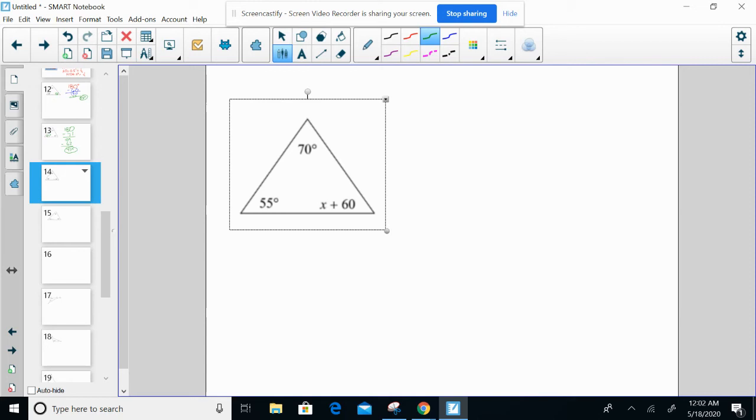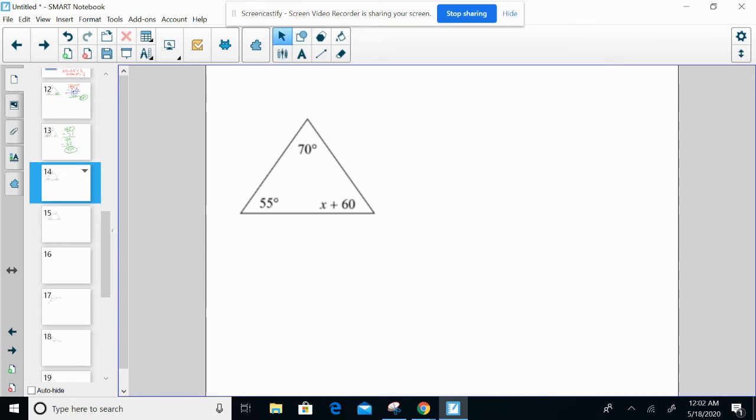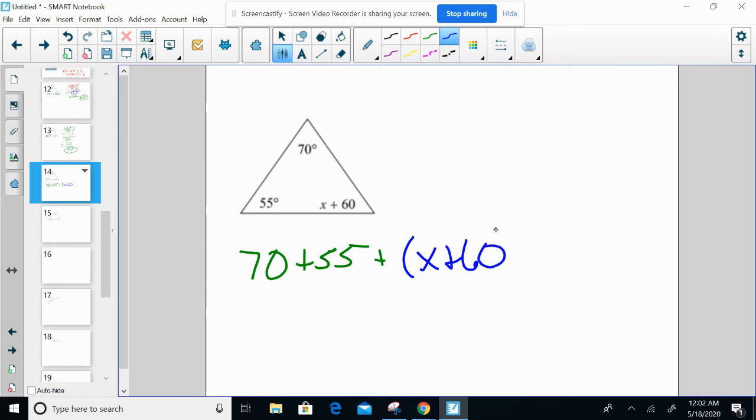Now, this is where things will get a little trickier. It says one of our angles is 70, one of them is 55, and then one of them is x plus 60. Now, you could take 180 and subtract 70 and 55, but then what do we do with the x? I think it's just easier to say, well, we know 70 plus 55 plus our mystery angle, and we'll call that, I'll do it in a different color, x plus 60. And we know those three angles equal 180 degrees. And we're just going to simplify from there.